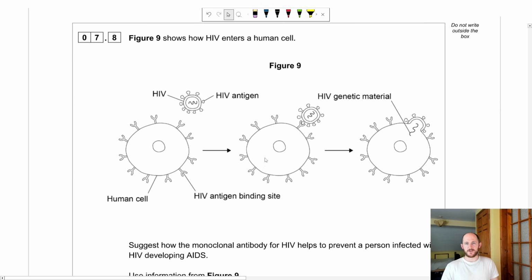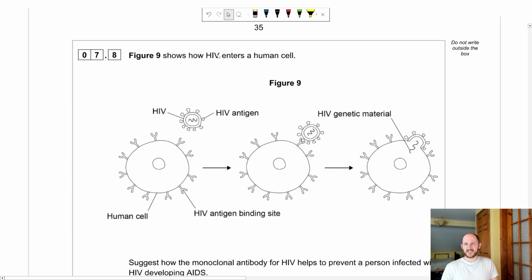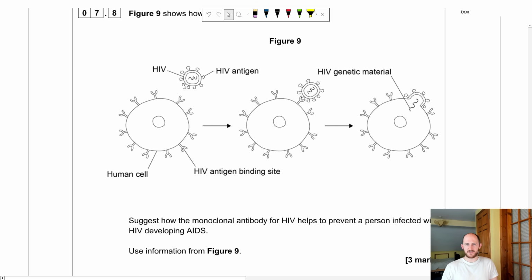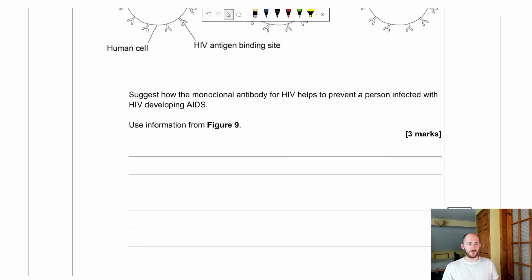Lastly, but certainly not least, we have one more part. Not gonna lie, I forgot about this part. I thought this might be the end. This shows how HIV enters a human cell. We have the HIV antigen bonds to a human cell. HIV antigen bonding site injects in. Again, this is basically how every single virus on the planet works. Bonds and injects its genetic material into your cell. Your cell then starts producing more of the virus, which explodes out of the cell, and repeats the process until you die or you fight it off. So how does the monoclonal antibody for HIV help to prevent a person infected with HIV developing AIDS?